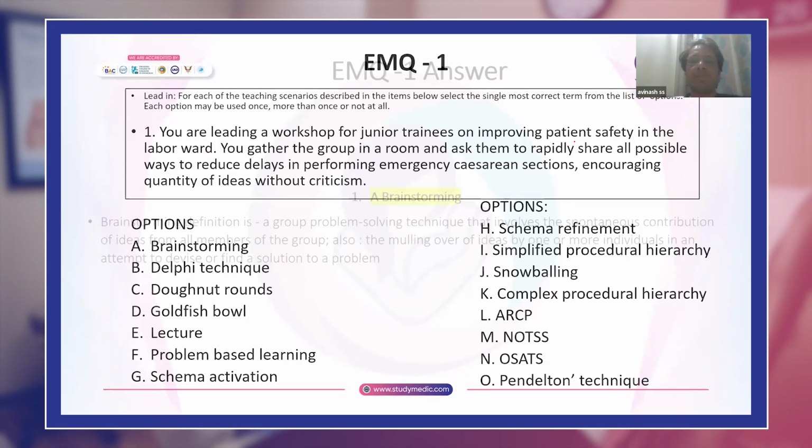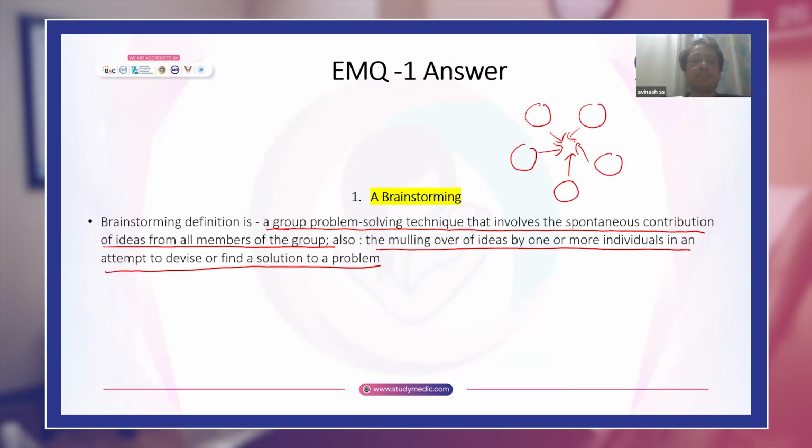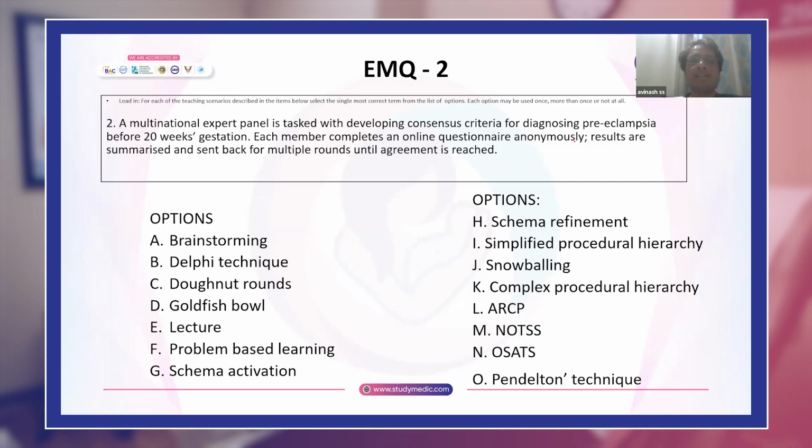So this is brainstorming. The next scenario is a multinational expert panel is tasked with developing consensus criteria for diagnosing preeclampsia before 20 weeks of gestation. Each member completes an online questionnaire anonymously. Results are summarized and sent back for multiple rounds until agreement is reached. So you can see there are multiple experts who are gathered, not in the same place. They are in their own place.